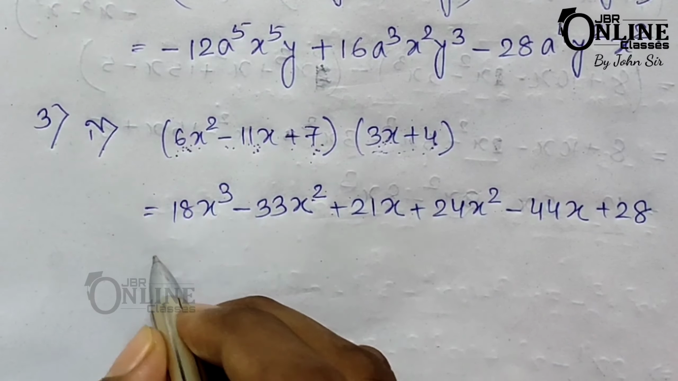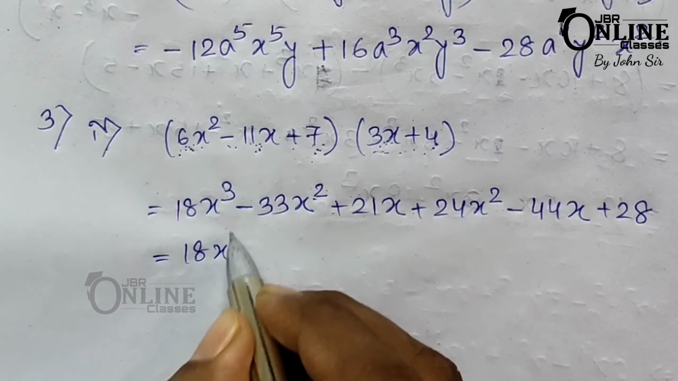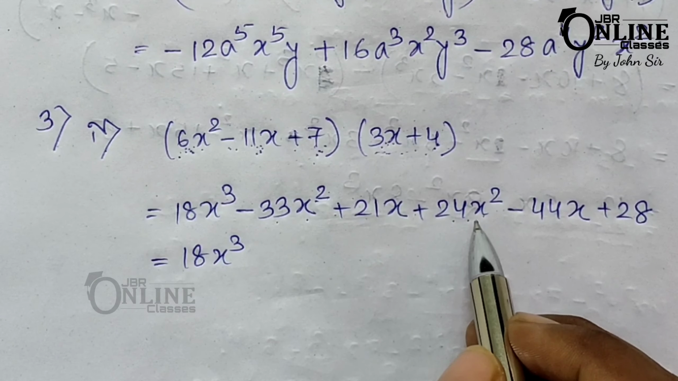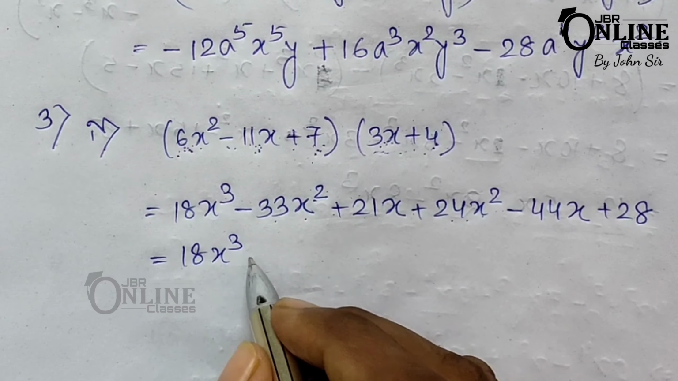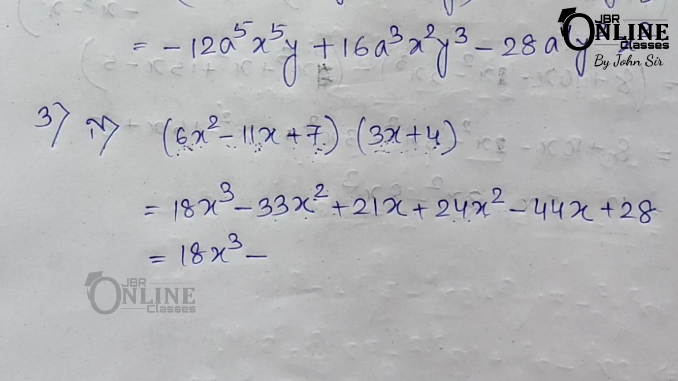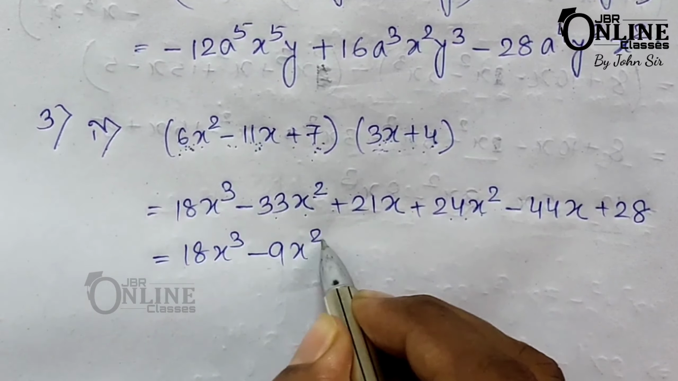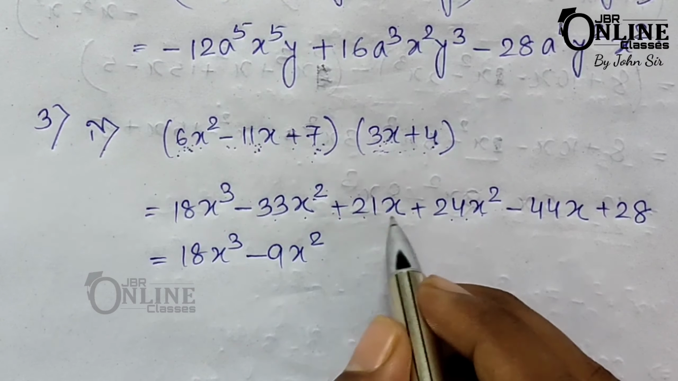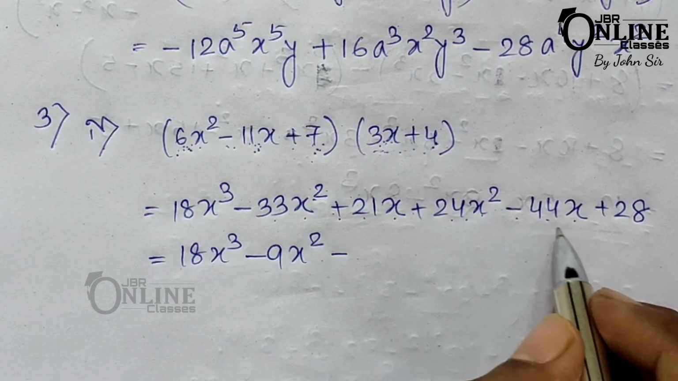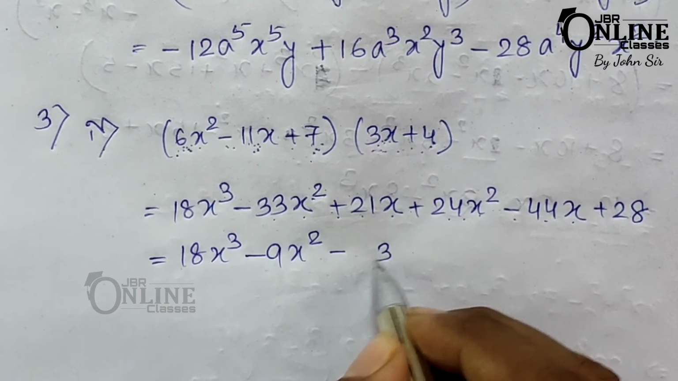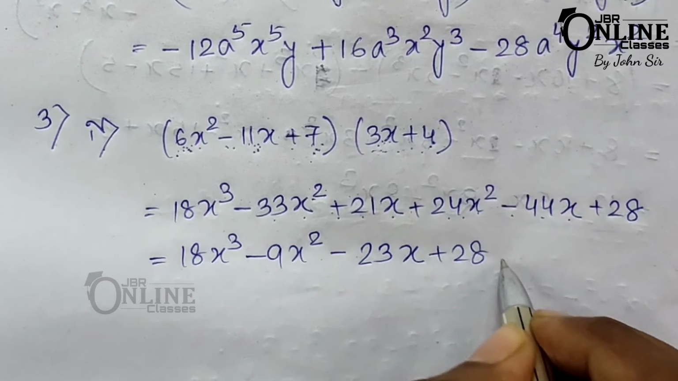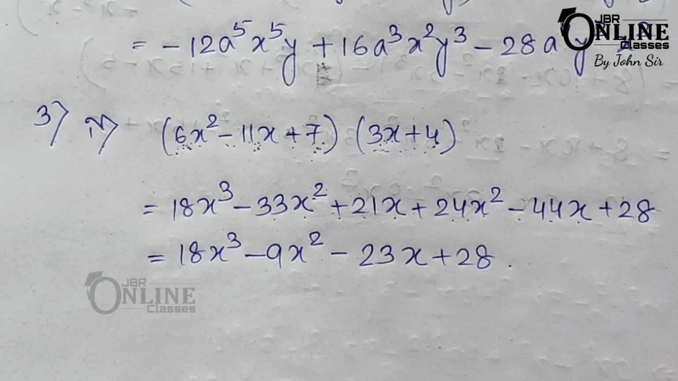Now next thing, here 18x cube, as 33x square and 24x square are like terms, so you have to subtract it. So that becomes minus 9x square, and here plus 21x minus 44x. So again minus, as 44 is the greater term. Now 44 minus 21, 23. So 23x, and the last term is 28. So that is the answer.